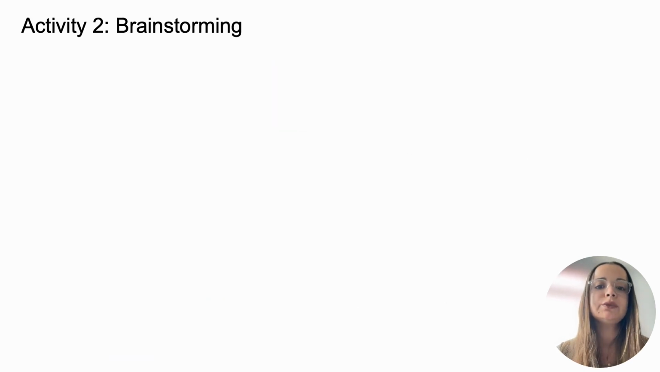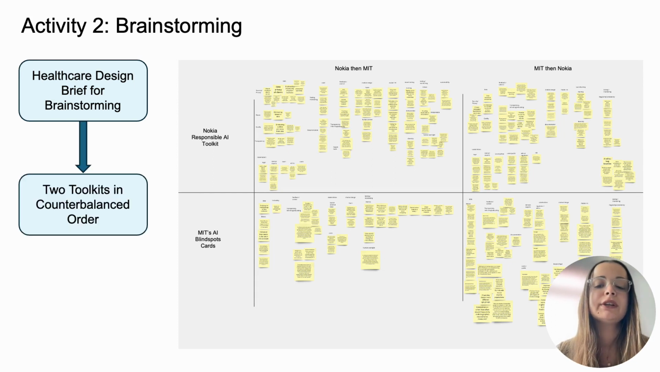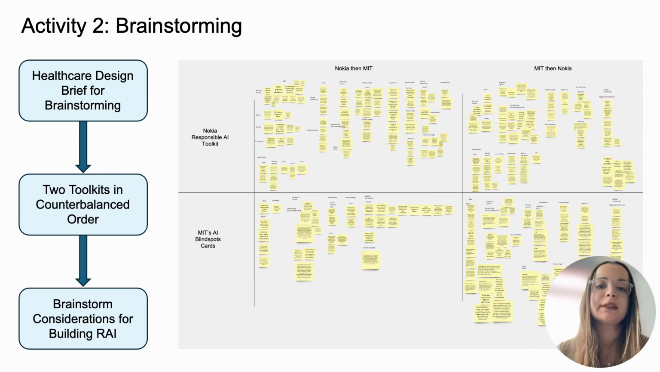The second activity was to use one of the 2 toolkits to open-endedly brainstorm considerations needed to build an AI responsibly, given a healthcare-related design brief. Half of the participants used the Nokia toolkit, then the MIT toolkit, and the other half used the opposite order to counterbalance any learning effects.